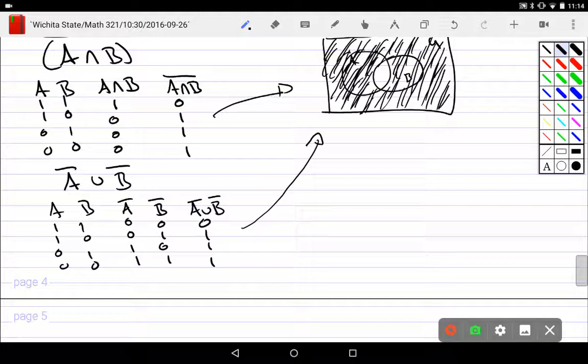If they have the same regions, what would you say about them? Same Venn diagram, they would have to be what? Same. So it looks like A intersect B complement is A complement union B complement, by using a membership table. A membership table allows me just to simply say, who's in it? These regions. Same regions have to be same stuff.